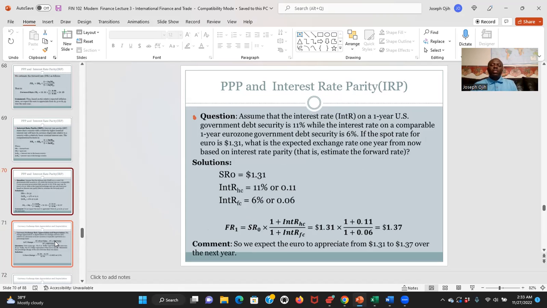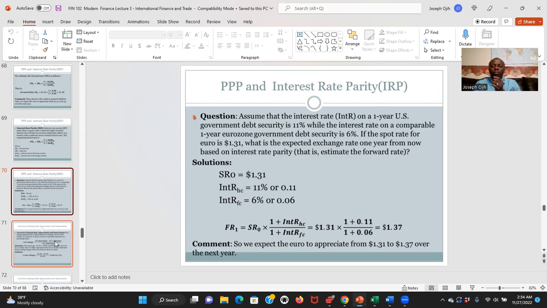The question says, assume that the interest rate on a 1-year US government debt security is 11%, but the interest rate on a comparable 1-year Eurozone government security, those countries that belong to the European Monetary Union, we call them Eurozone, countries like France, Germany, and so on, is 6%.